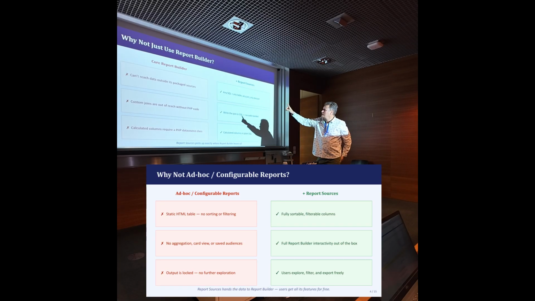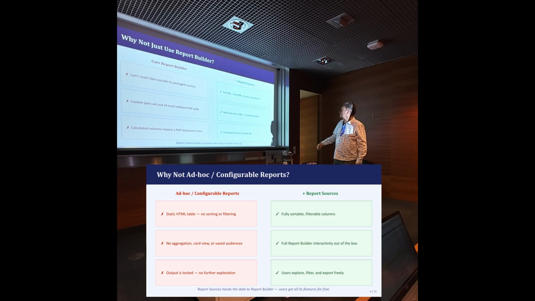So core Report Builder can't reach data outside its package sources, and it certainly can't reach data in third-party plugins, okay? Custom joins are out of reach without you writing PHP code, and it is a reasonably difficult thing to write your own PHP data source. And calculated columns require a PHP data source class. Again, it's awkward. So with Report Sources, any SQL, any table, any join, any data set. There are some limitations because there are some things that ban certain columns, such as passwords. Write the join in SQL, no code needed.